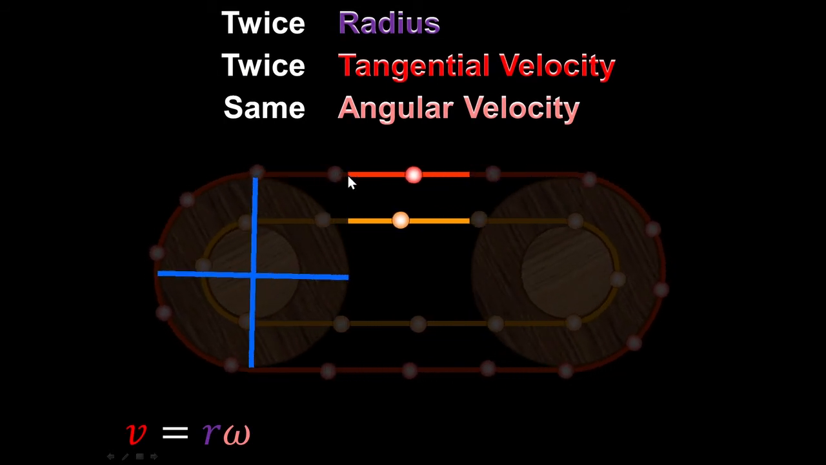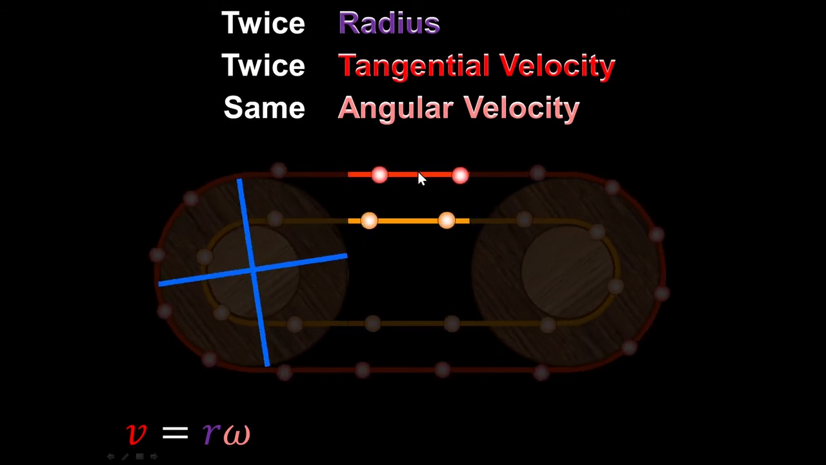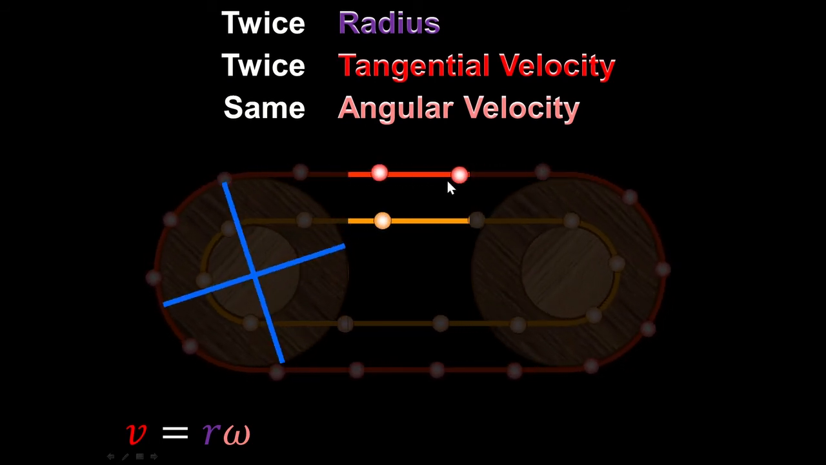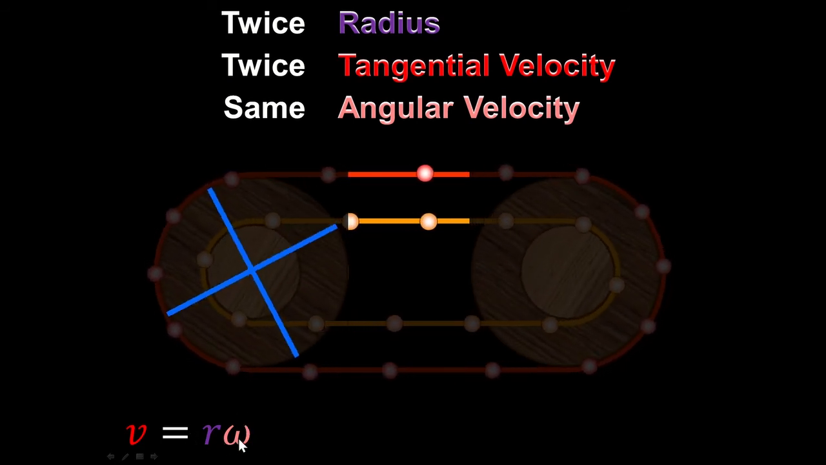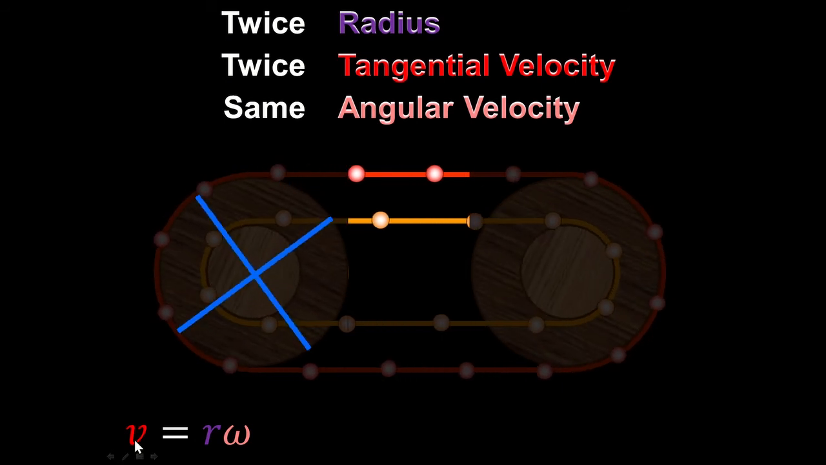But when those things fly off tangent here, the one that had twice the radius had twice the tangential velocity. And that's just using this equation. Everything had the same angular velocity, but the bigger radius had a bigger tangential velocity.